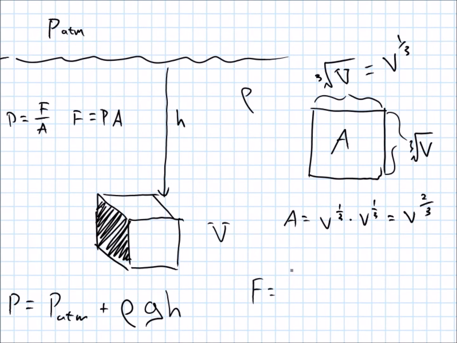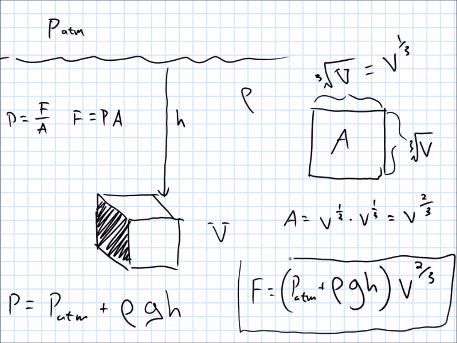Force will be equal to atmospheric pressure plus density times gravity times depth, times the volume to the 2/3. So we just used the equation for finding pressure at a certain depth under a certain density liquid, and we used the definition of pressure to rearrange and solve for force. And we had to leave a little geometry with area, but that's not really much physics, is it? It's just kind of math and geometry. Okay, there you have it.